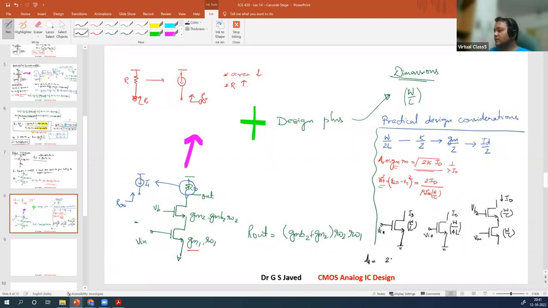2 times K, ID, root ID will go away in the bottom. So you'll have 2K by ID, whole divided by 1 over lambda ID, and root ID will get cancelled. Now do that here. Your W by L becomes K by 4. So effectively this is 2 times K, where K becomes K by 4 because W by L is reduced by 4 times at the same ID. Now this whole thing in the bracket will be 1 over lambda.